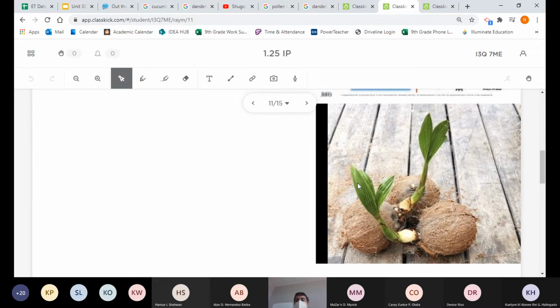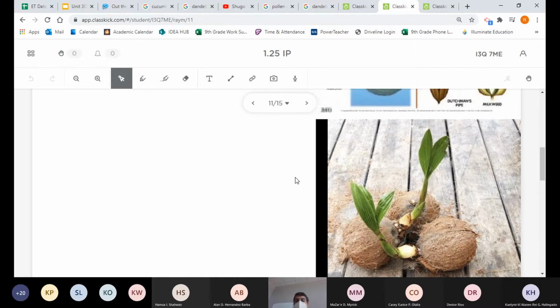So I don't know if you've ever seen this before. I think that it's not an image that's commonly known. So I wanted to go ahead and show you that this is what happens to a coconut if it's allowed to grow in an area that's dry enough to support a tree.